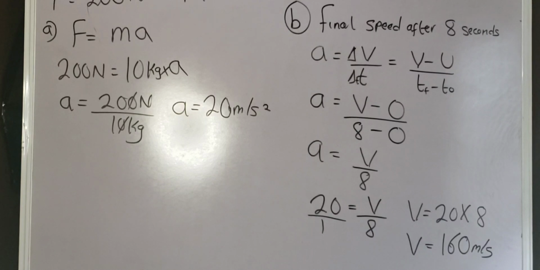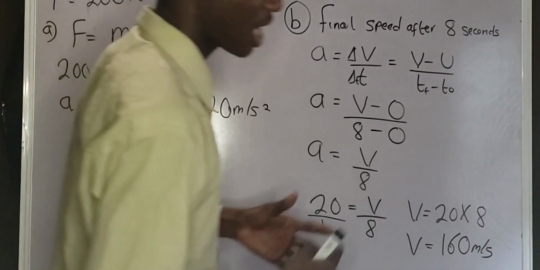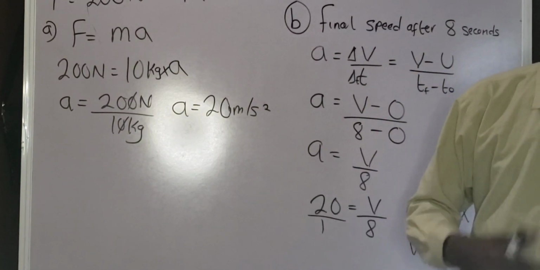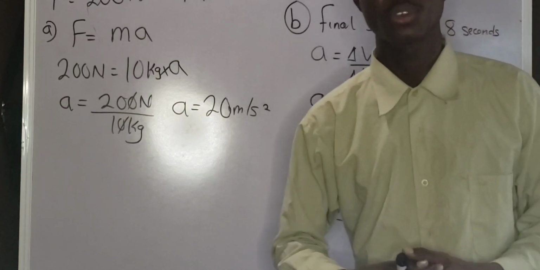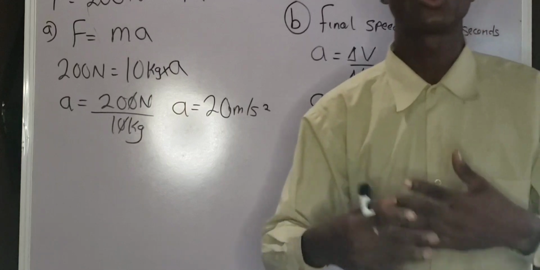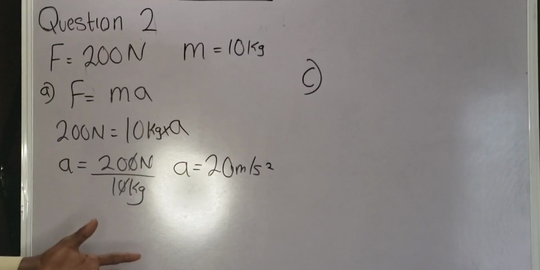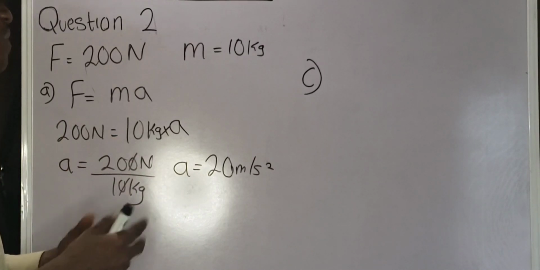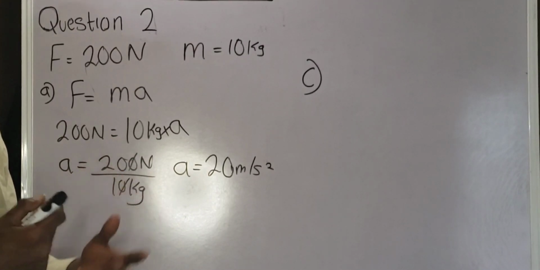Okay, let's proceed to the third question. The question says, how long will it take the box to reach a speed of 500 meters per second if it continues to accelerate at this rate? Now, how long? That means we are talking about the time. The time taken for the object to reach a speed of 500 meters per second, that is what we are told to calculate, if the box continues to accelerate at that rate.